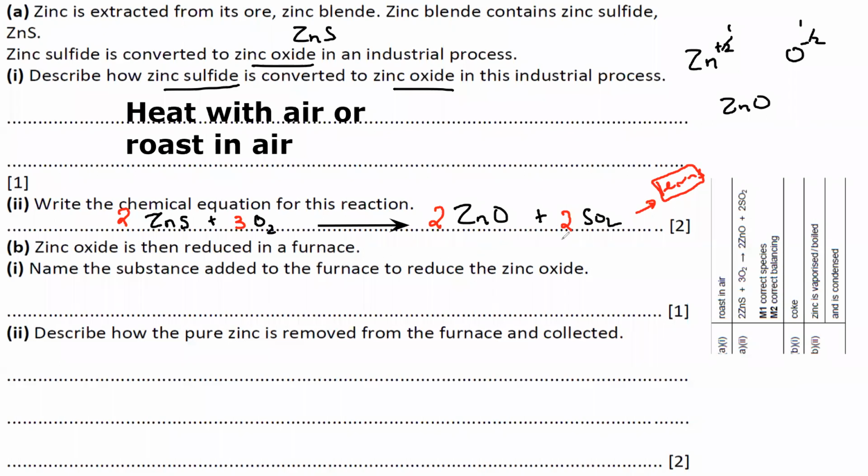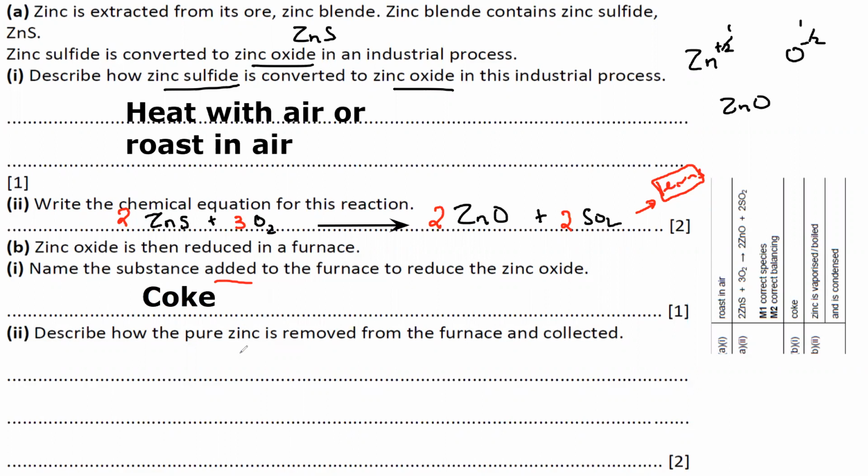Then, zinc oxide is reduced in the furnace. Name a substance that is added to the furnace to reduce the zinc oxide. So what substance is added? We add carbon here, so we call that coke. So coke is added, basically that's carbon.